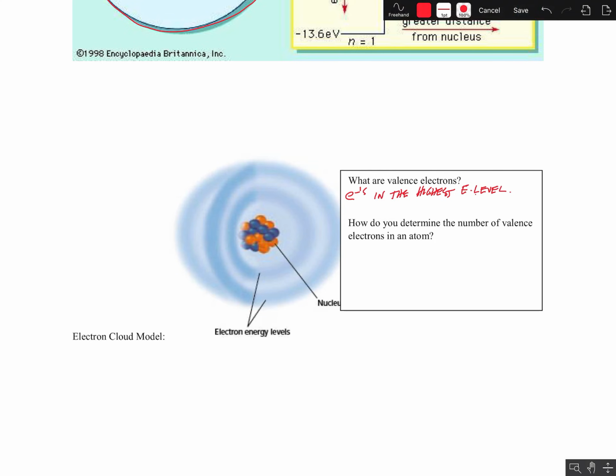They're the electrons in the highest energy level. And we can determine the number of valence electrons pretty simply. I'm going to give you the shortcut, and then we're going to explain why it works. To find the number of valence electrons in an atom, it's simply the last digit of the group number of the element.